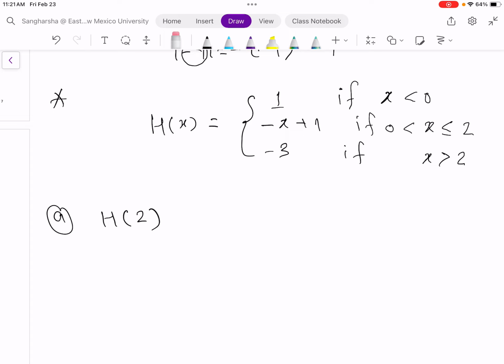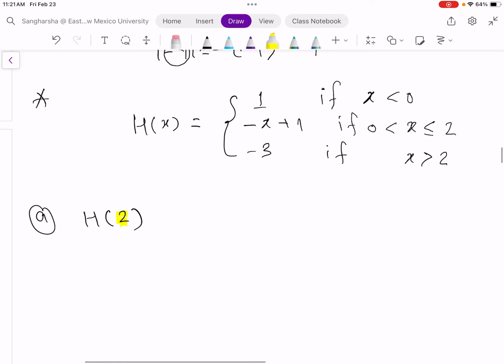So here, finding h of 2 means, are we finding the input or output? The very first thing. So we are asked to find h of 2. Are we asked to find the output or input? It's the output. So if we are asked to find the output, then the input has to be given to us. So what is the input here? 2. So 2 is the input, okay? Now, what expression do we choose to find the output here? Where do we find 2?